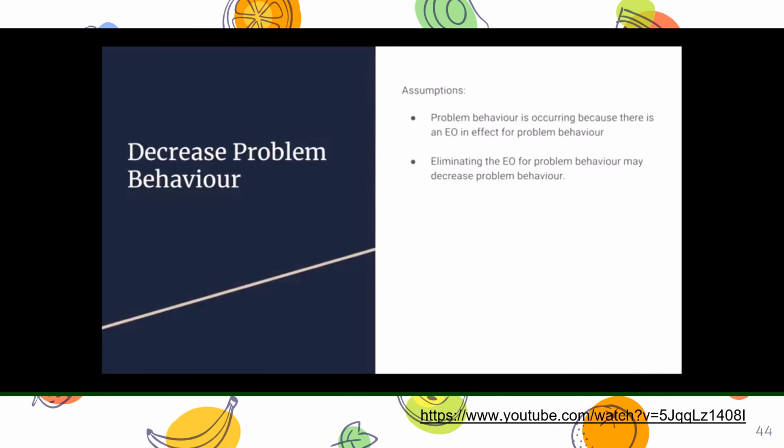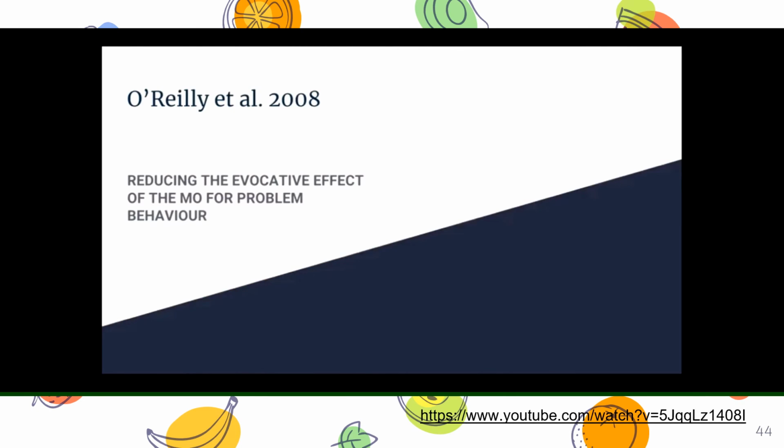So problem behavior is assumed to be occurring because there's an EO and effect for it. Therefore, by eliminating the EO by ways such as satiation, you're creating an abolishing operation, which may result in a decrease of problem behavior. A study conducted by O'Reilly et al. in 2008 attempted to decrease problem behavior in 3 individuals with severe disabilities by reducing the evocative effect of the MO for the problem behavior.